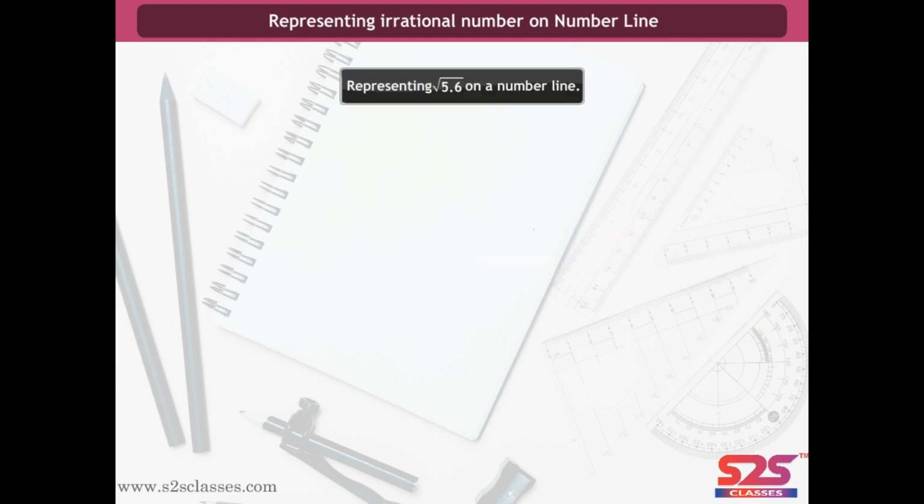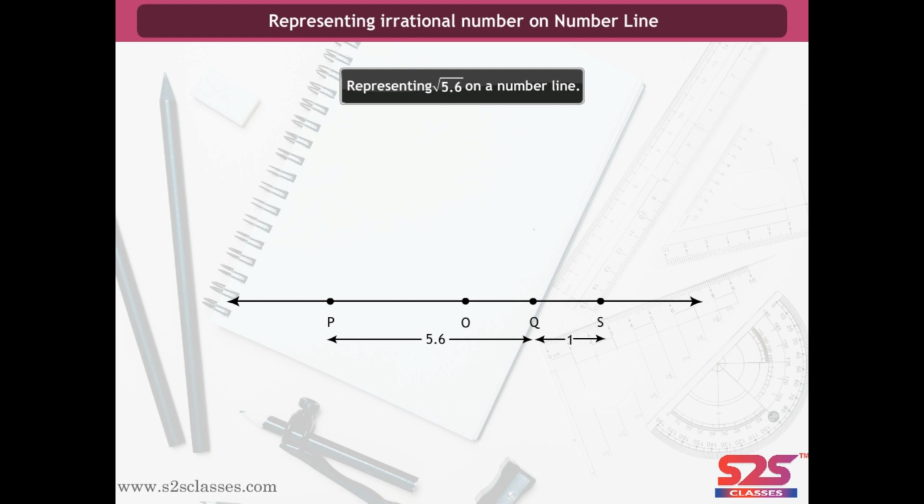Here we are going to represent root 5.6 on the number line. How do you do that? First draw a line and mark P and Q such that PQ is equal to 5.6 units. Now mark another point S such that QS is 1 unit. Now mark another point O, that is the midpoint of PS, so that OP is equal to OS.